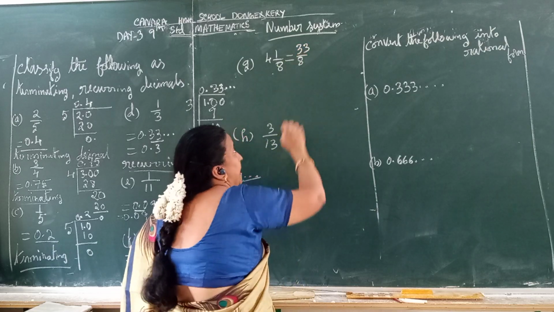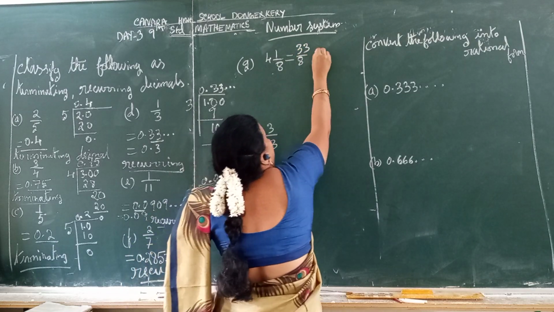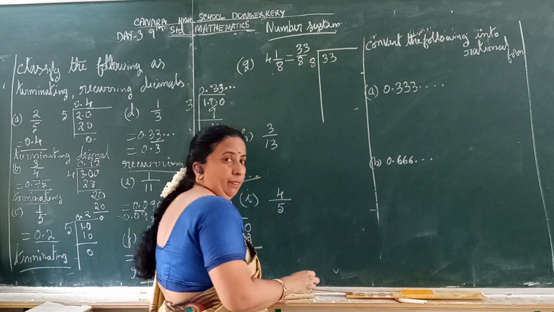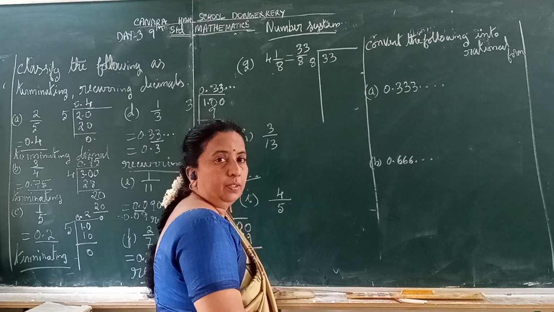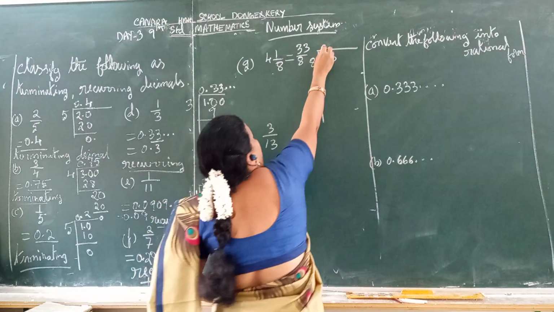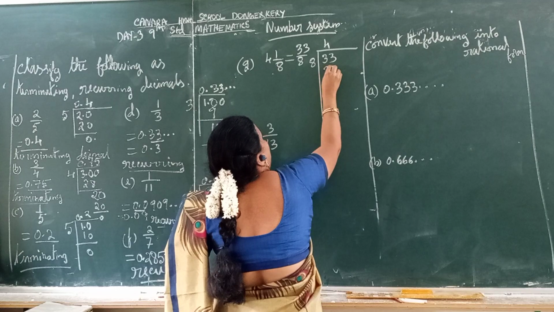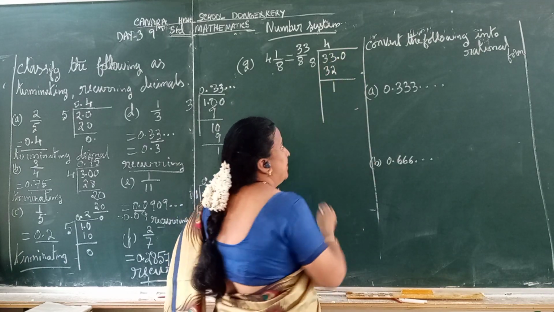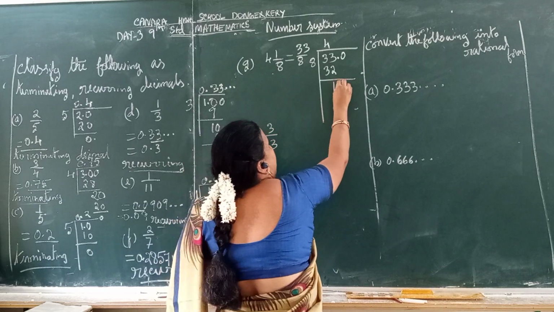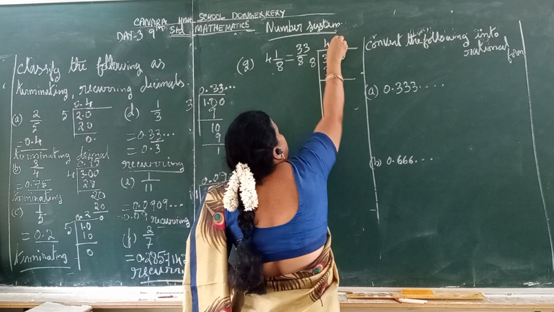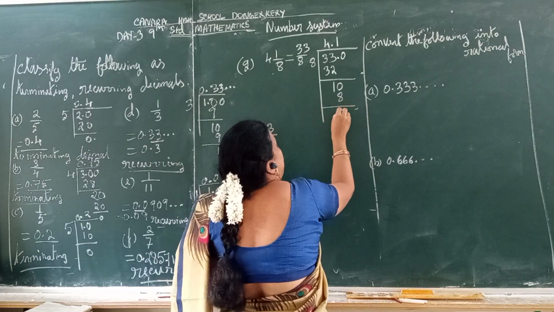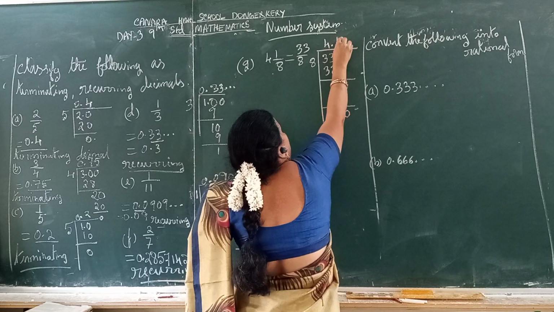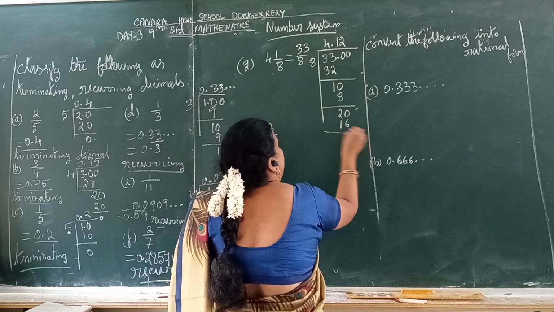33 divided by 8. 8 fours are 32. What is the remainder? 1. Take 1 zero, then it will become 10. Here, point. 8 ones are 8. Remainder is 2. Take one more 0. 8 twos are 16.